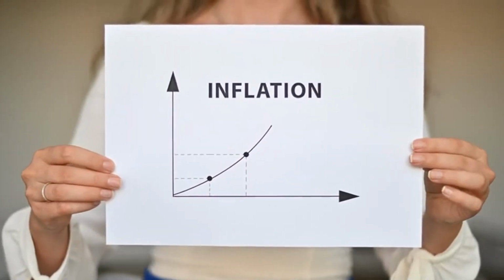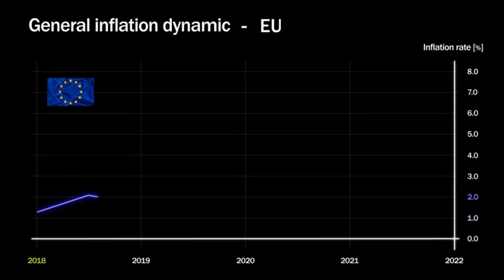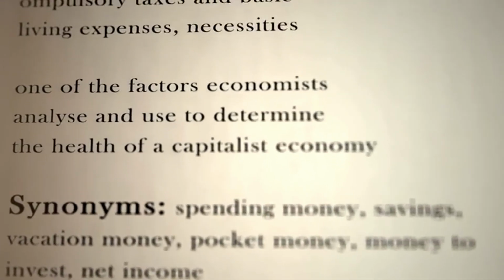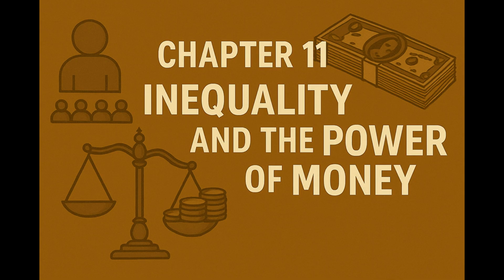Inflation erodes savings. Deflation discourages spending. Stability is key. That's why monetary policy, interest rates, money supply, and fiscal discipline is a delicate balancing act. When it fails, the consequences are devastating. Chapter 11: Inequality and the Power of Money.